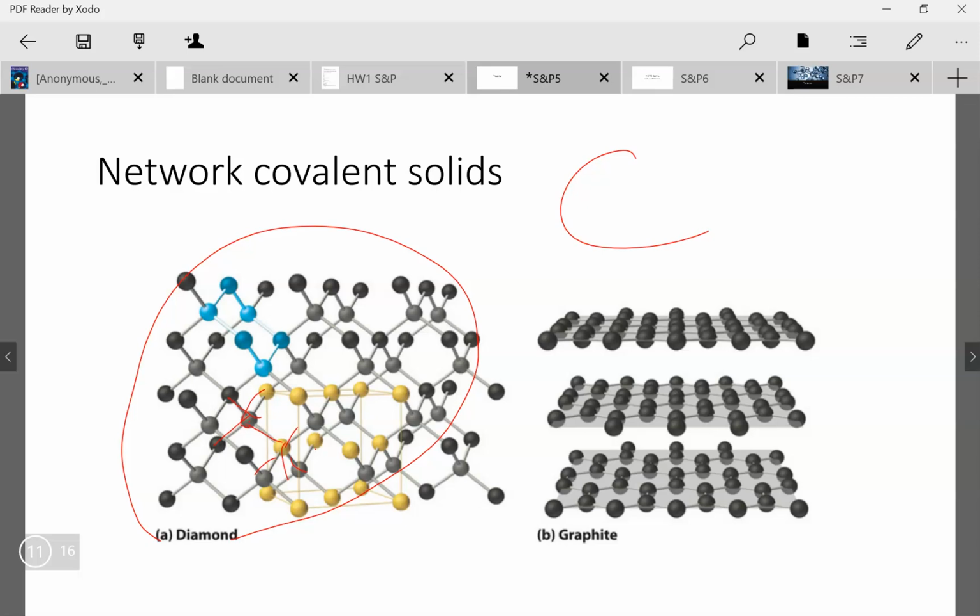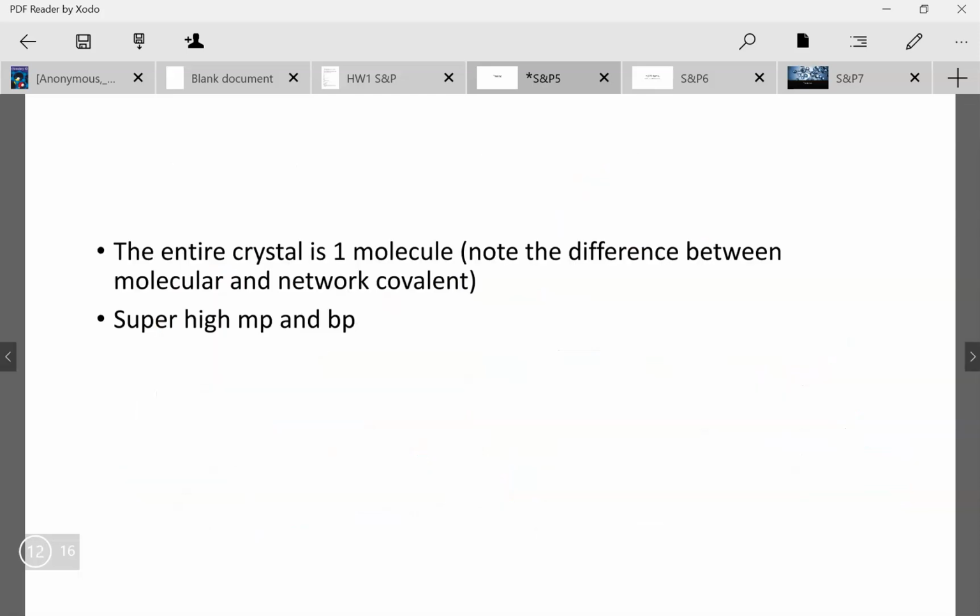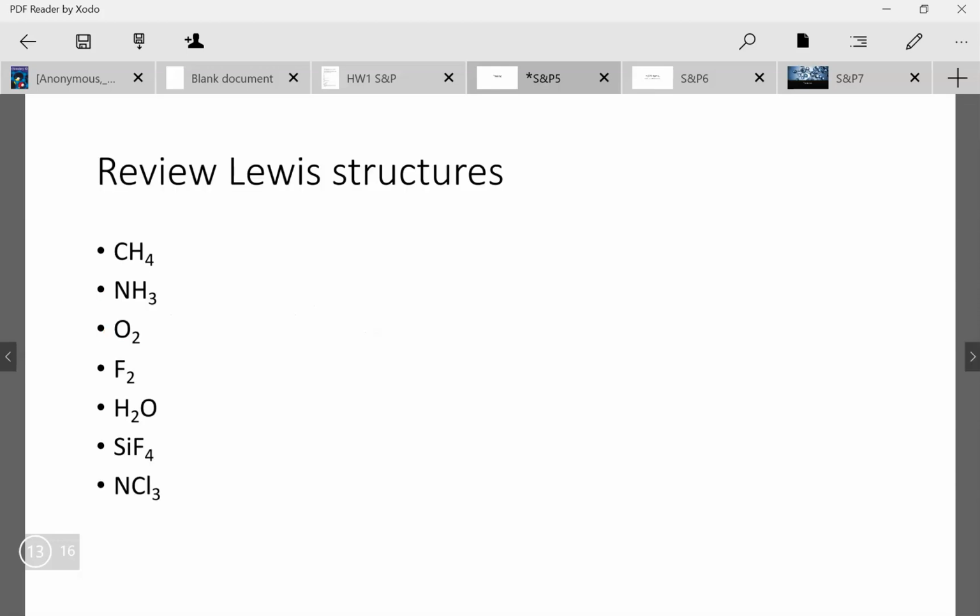Graphite, there are some differences. Graphites are like sheets that extend indefinitely in space, but there are stacked layers upon layers. So technically, there are van der Waals forces between these sheets. So technically, graphite has a lower melting point than diamond, but we're not going to get too much into this. Just know that network solids have relatively super high melting points and boiling points, the highest. So diamond, for example. And then that's all we have to talk about for bonding.